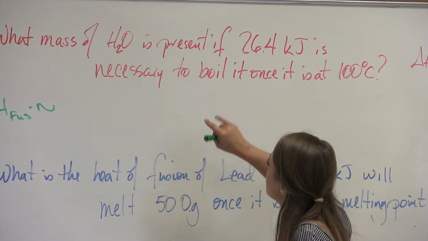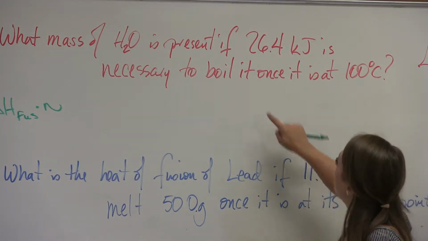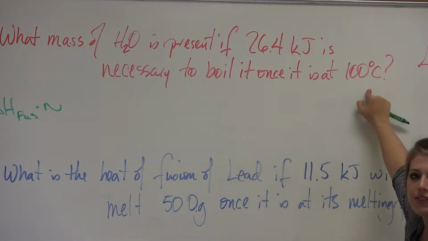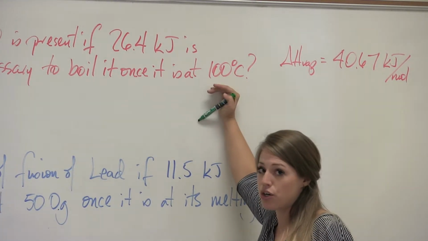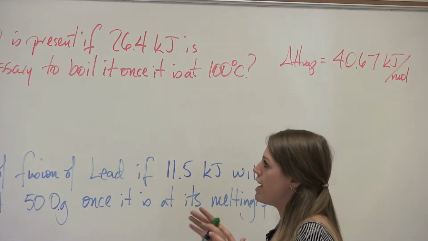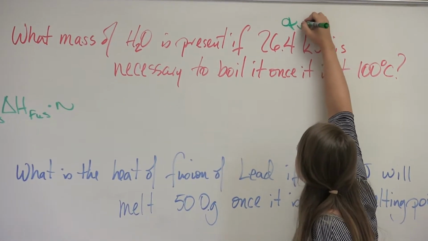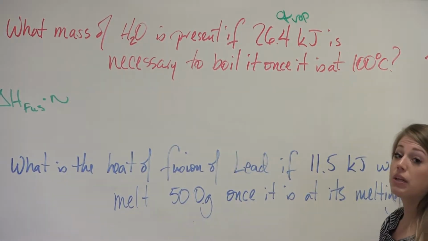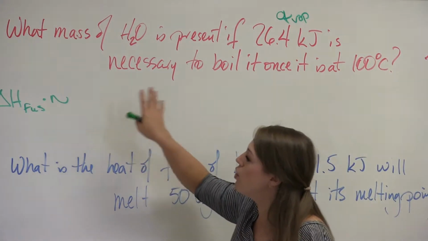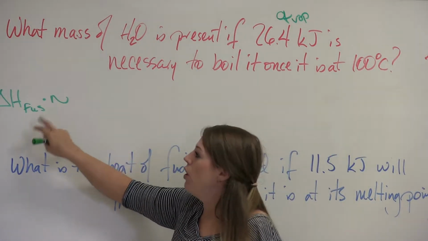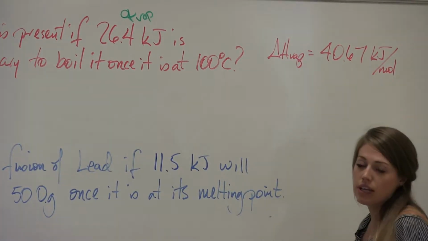Here it's saying, what is the mass of water present if 26.4 kilojoules is necessary to boil it once it is at 100 degrees Celsius? The key here is we're not changing temperature. We've already reached the final temperature, so now we're just going to phase change. What I gave you here is your Q of vaporization, because we're boiling, going from the liquid to the gas state. I want to know the mass, and I don't know mass, but I can get moles. I gave you your delta H of vaporization, 40.67 kilojoules per mole.